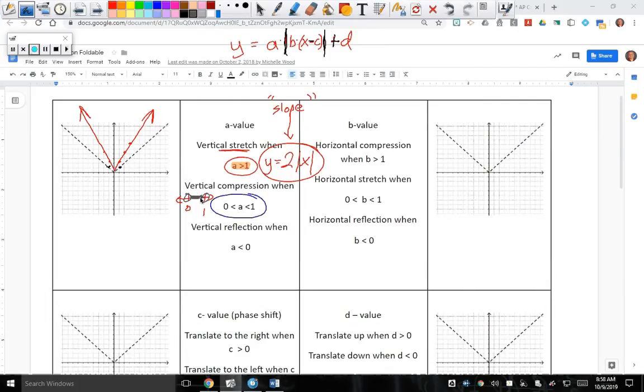Nothing would happen. It would just stay the same. If I multiplied your height right now by 1, nothing happens. But if I multiply your height by 2, you just vertically stretched. You with me? So if A is bigger than 1, it stretches. If it's between 0 and 1, it will be a compression.